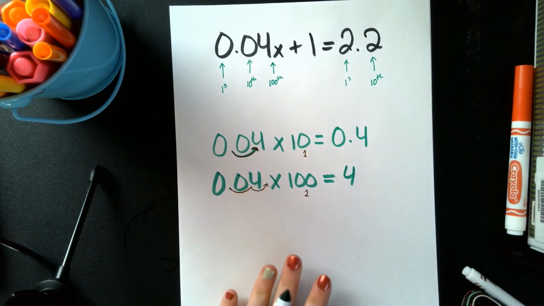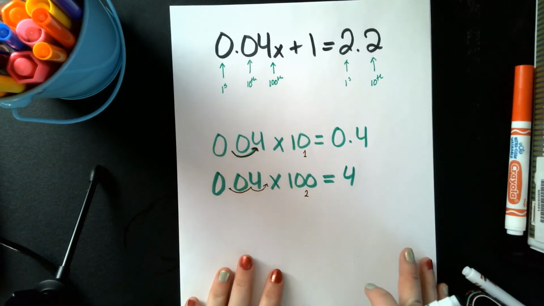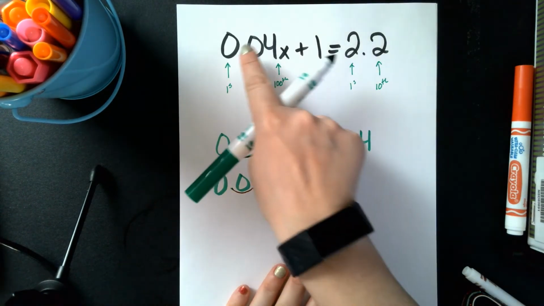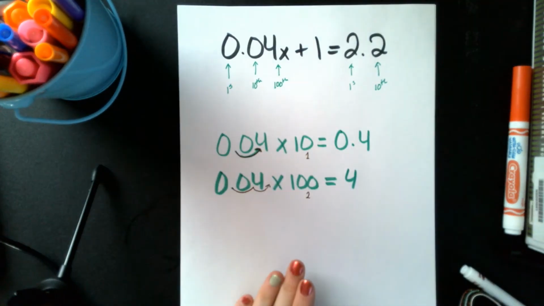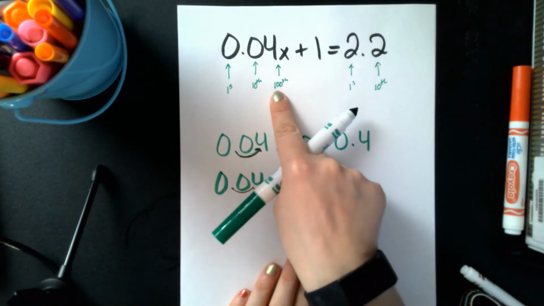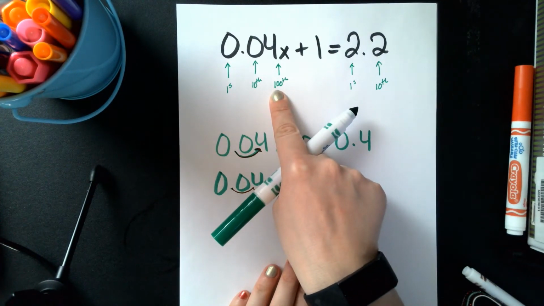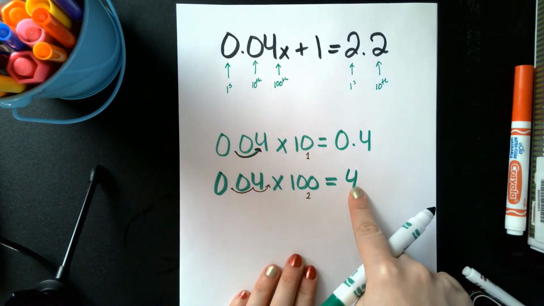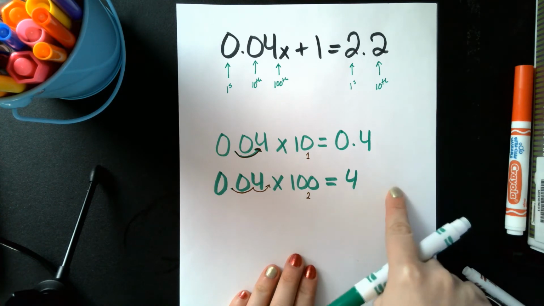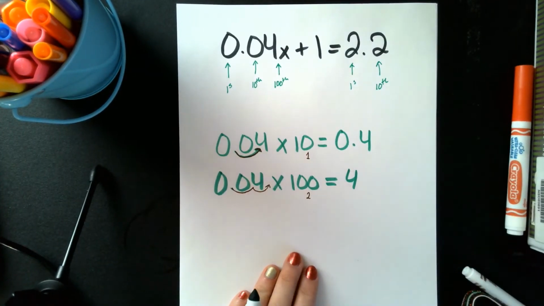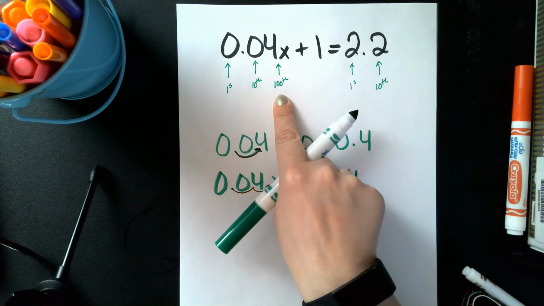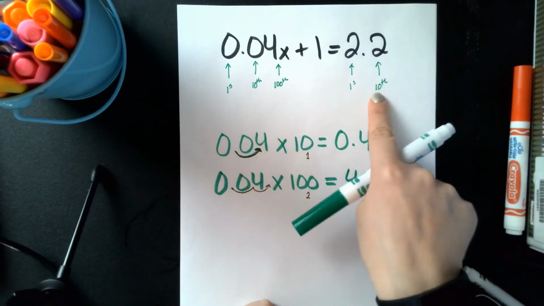That's the reason that you learn the place values. This number, in order to get rid of the decimals, needs to be multiplied by, at minimum, 100. Now, I could multiply by 1,000 and make it 40 if I wanted to, because we just keep moving it back and adding a 0 every time we move back. But at minimum, I have to multiply it by 100. Same for here.